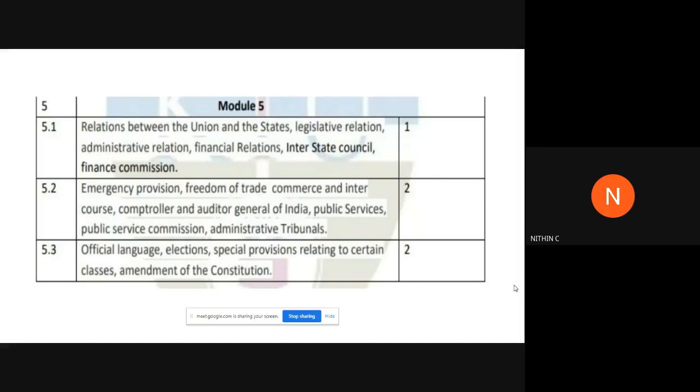Second is the administrative relation. How things are executed, how the laws are executed, all these things come under the administrative relation part. How that relationship exists between the union and state.